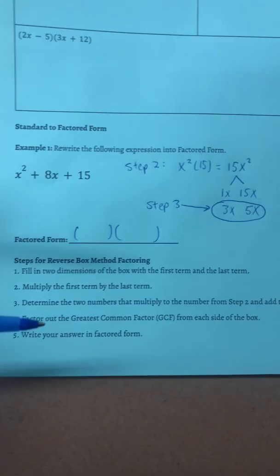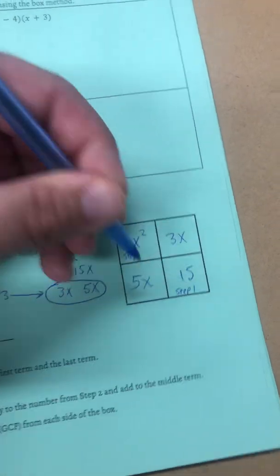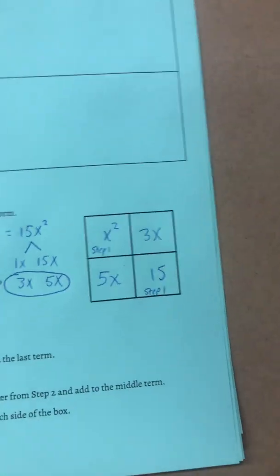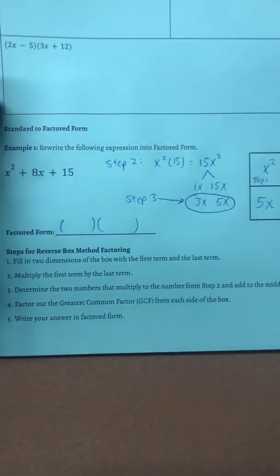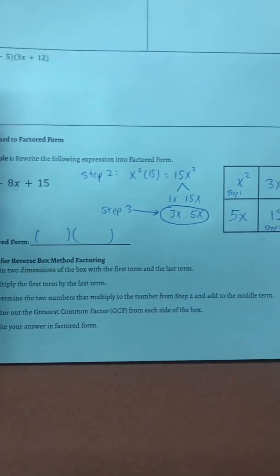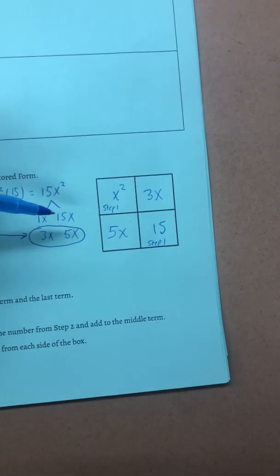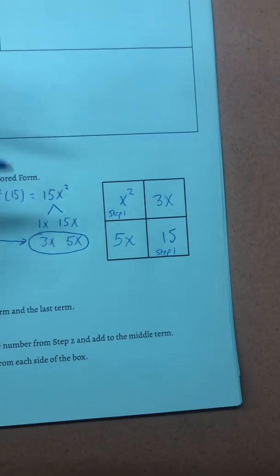Now, what's not listed at the bottom here, we wanna then fill in the box with those results. So we have 3x, and we have 5x. So now, that brings us to step four. We're gonna factor out the greatest common factor from each side of the box. So this is where originally our factored form terms would go. We're gonna create them by looking for the greatest common factor.